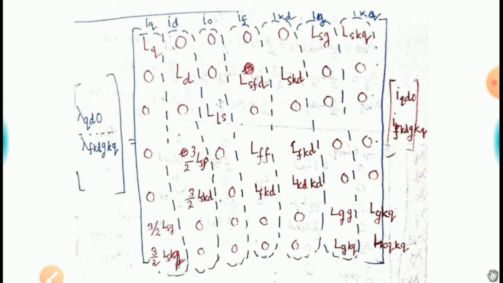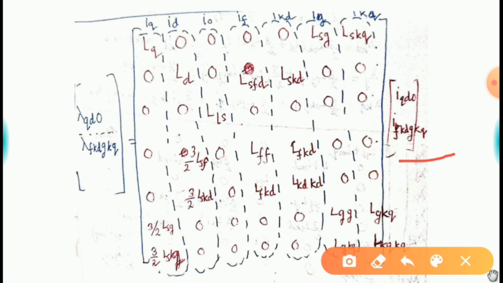As we can expect, lambda q, from this matrix, only depends on IQ. Here also you can see L K D, L G, L K Q. That means the first column is due to IF, the second column IKD, the third column, which in your total matrix is the sixth column, is due to IG, and the last one, the seventh column, is due to IKQ. As we know, the q axis is orthogonal to the d axis, perpendicular, in quadrature. That is why only LSG and LSQ are present in your LQ equation.